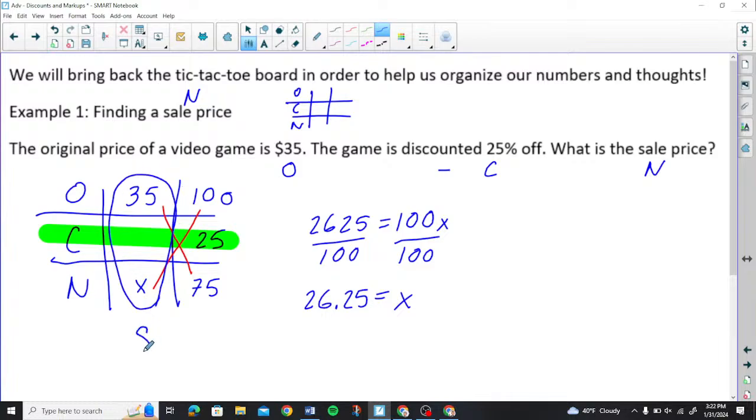Now, one thing to make mention of here is the fact that that 26.25 comes from this middle column. This middle column is always money. The middle column is always money. This third column is always percents. So that means that this is $26.25. And that is the sale price of a video game that originally cost $35 but is put on sale for 25% off.